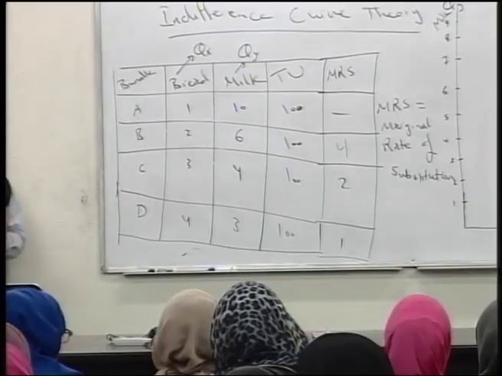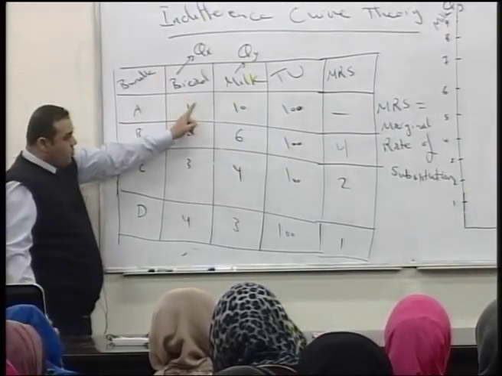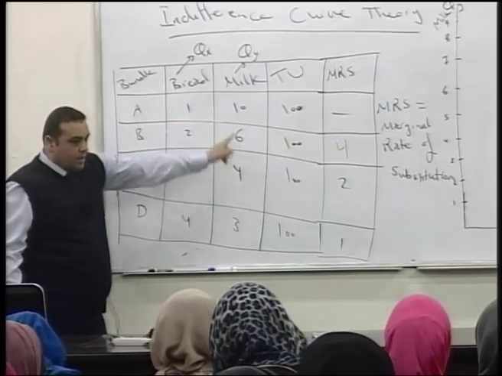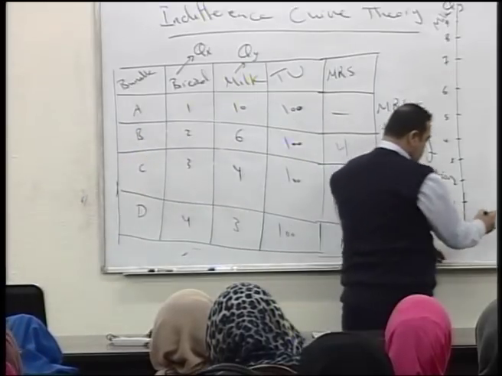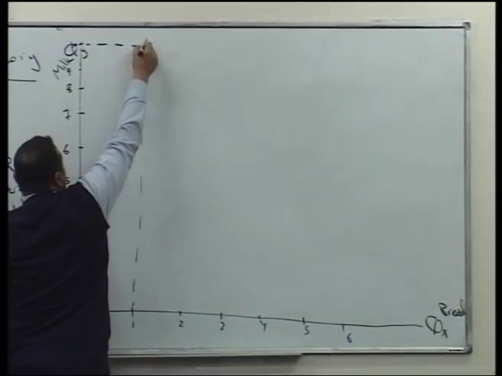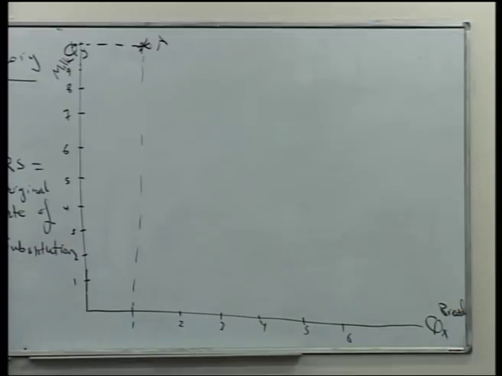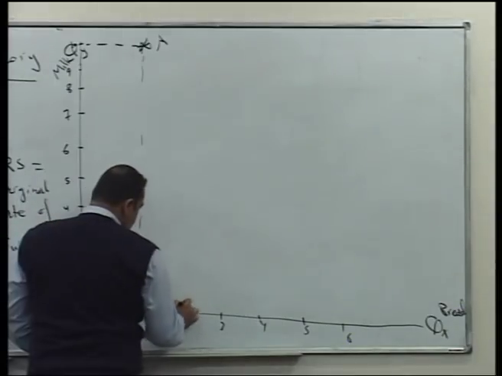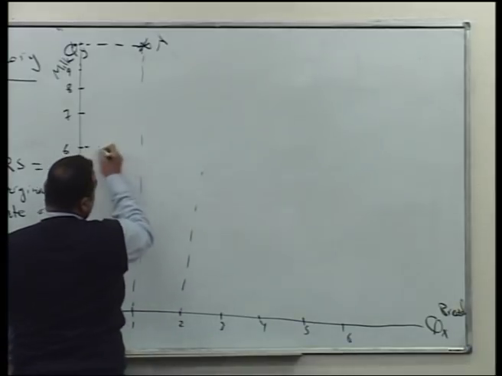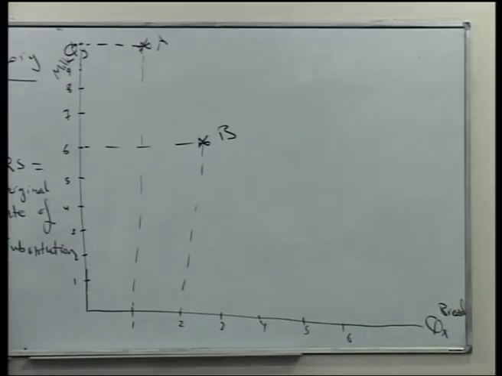The first point, point A here. How much is the QX? 1. QY, 10. 1 and 10 can be shown here, point A. Point B, 2 and 6, can be shown here, B. C, 3 and 4.